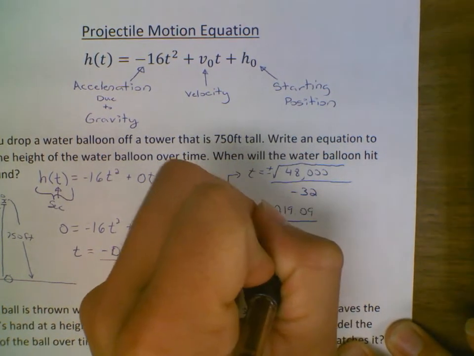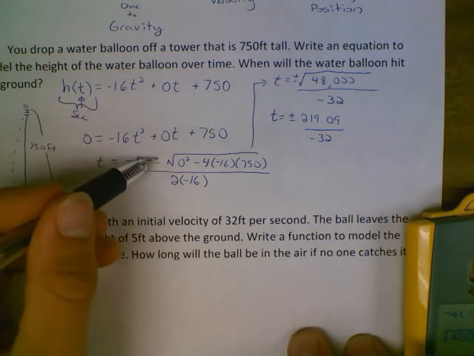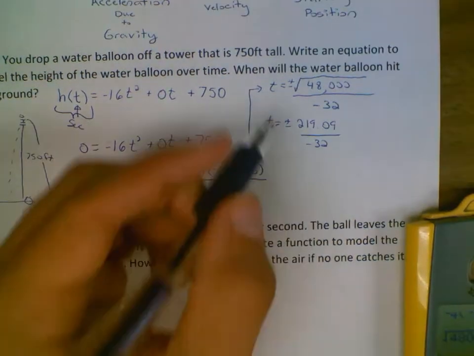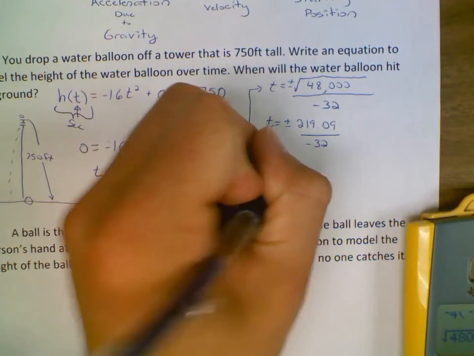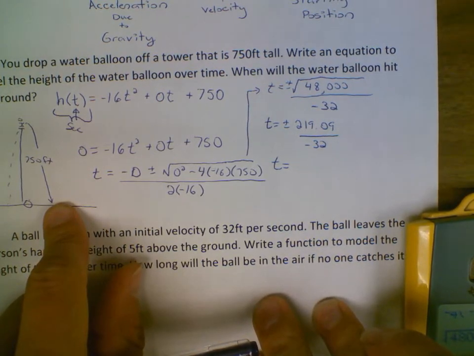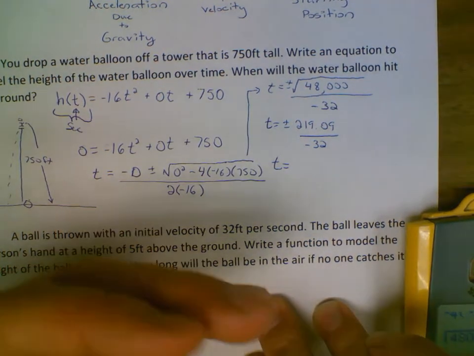So we get t equals plus or minus 219.09, and we're dividing by -32. Okay. Remember, once again, there's a plus or minus on this, so this needs to have the plus or minus. Now, the trick here is when you're thinking about time, when you're dropping an object, you can't have negative time, right? That wouldn't make any sense. Like the object is falling and it's positive time as it's falling.